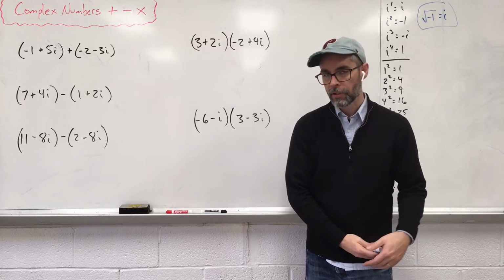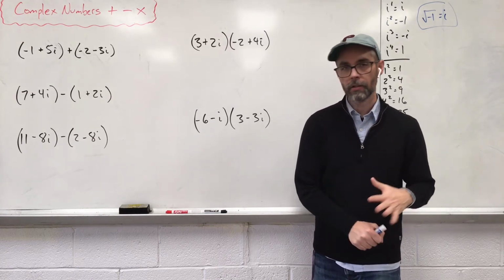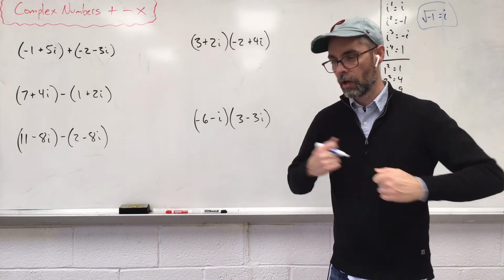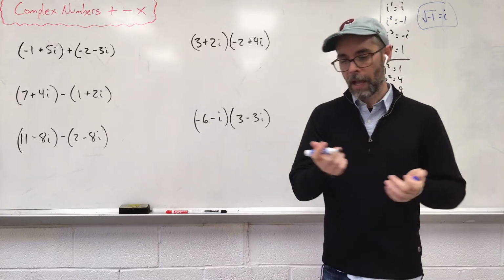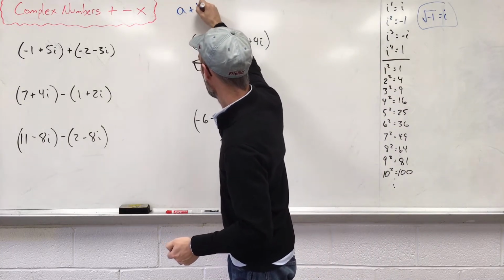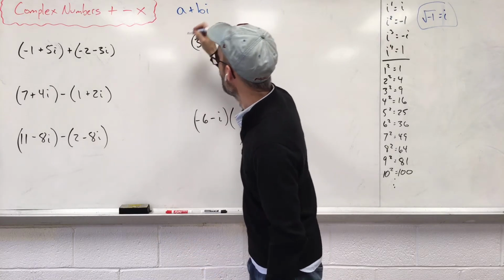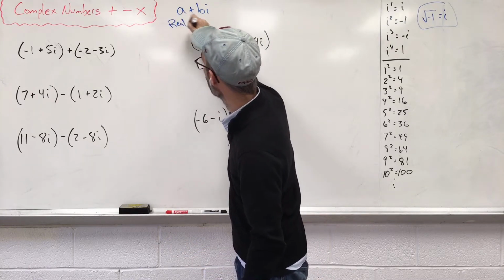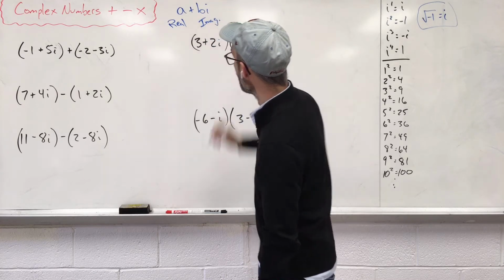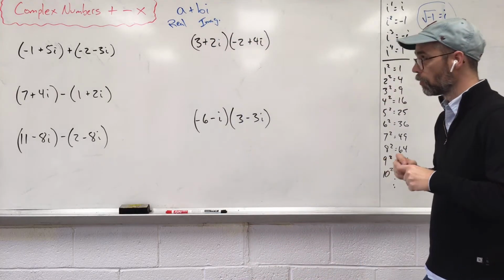Hi, today we're going to look at operations with complex numbers using addition, subtraction, and multiplication. A complex number is a combination of a real number and an imaginary number. A lot of times you're going to see this form a plus bi. A is the real portion, bi is the imaginary portion of the problem.